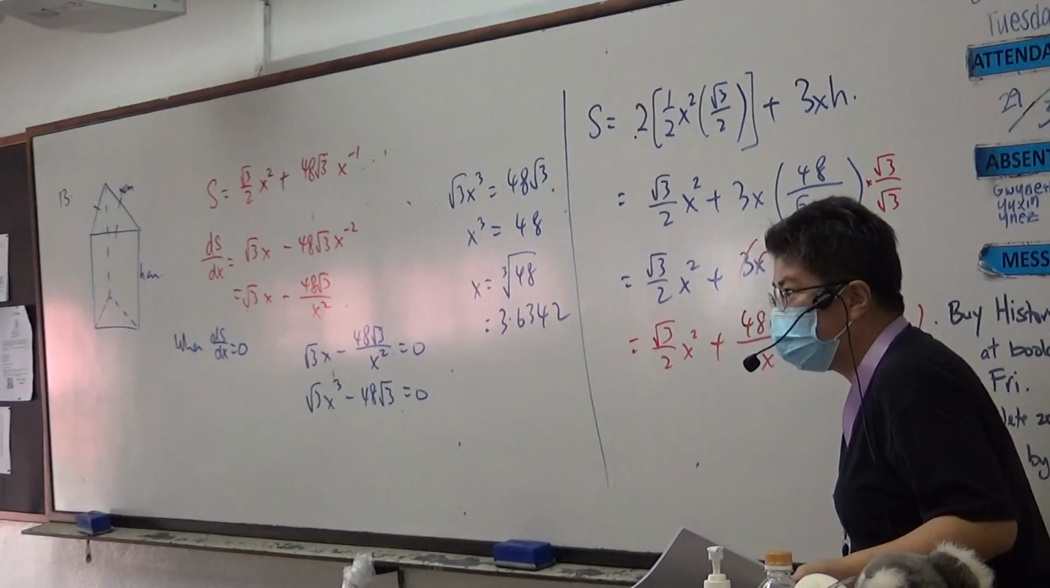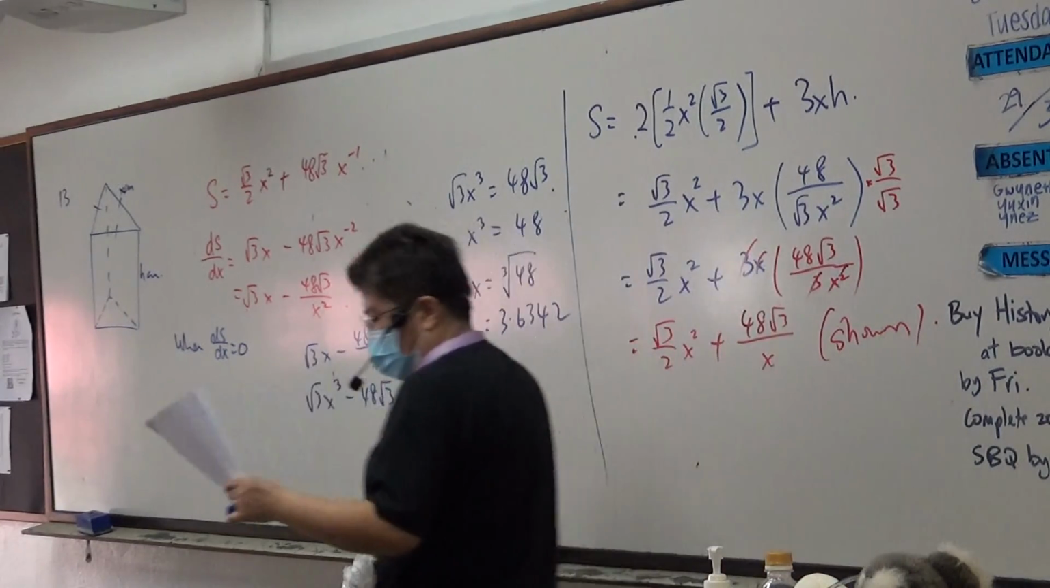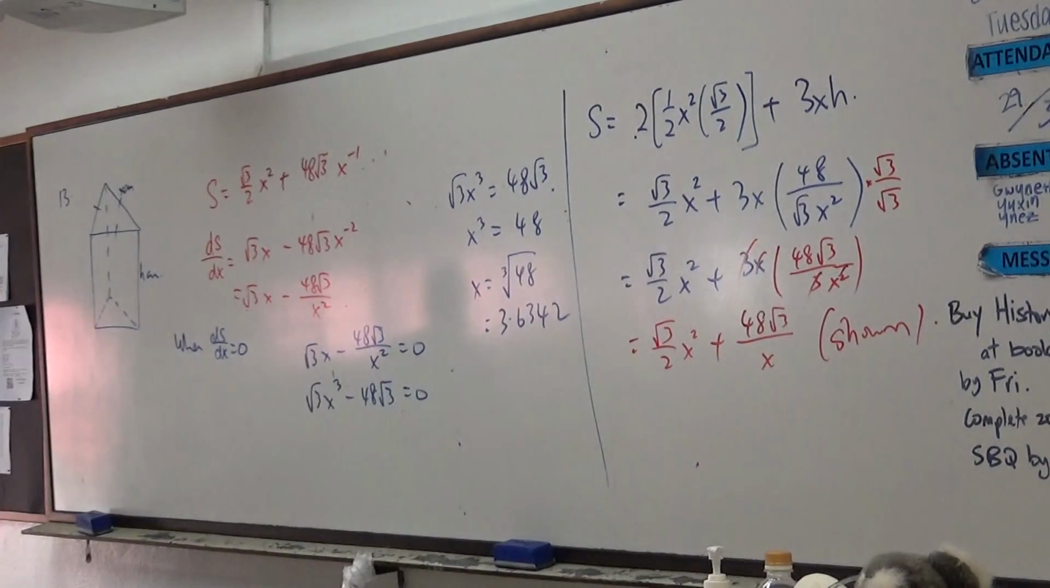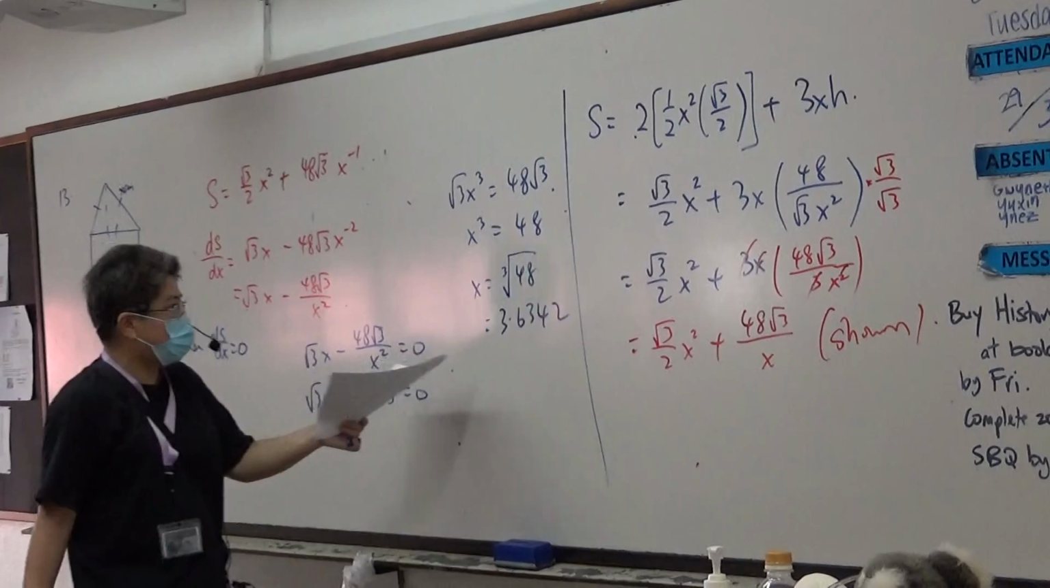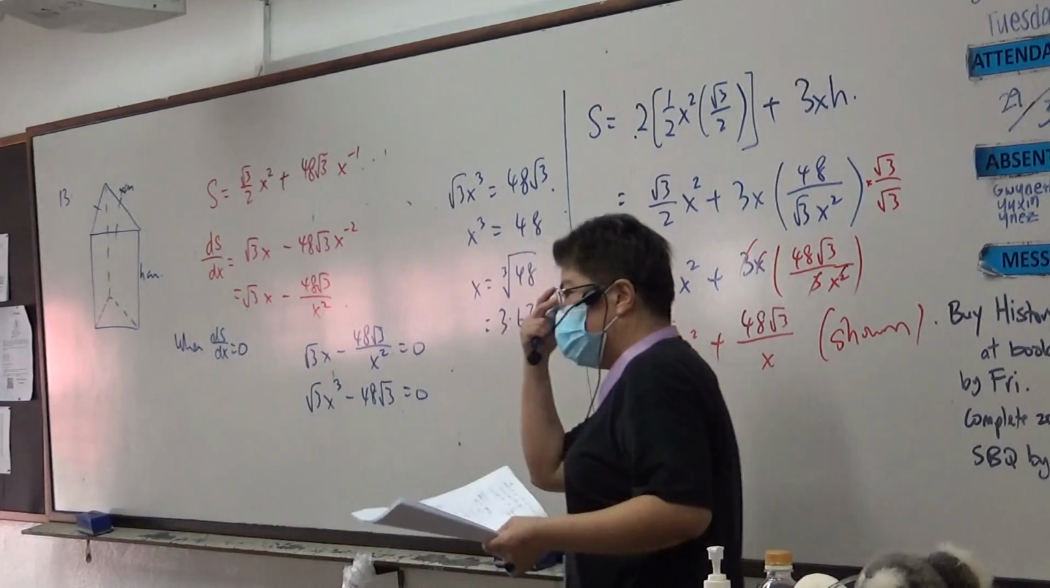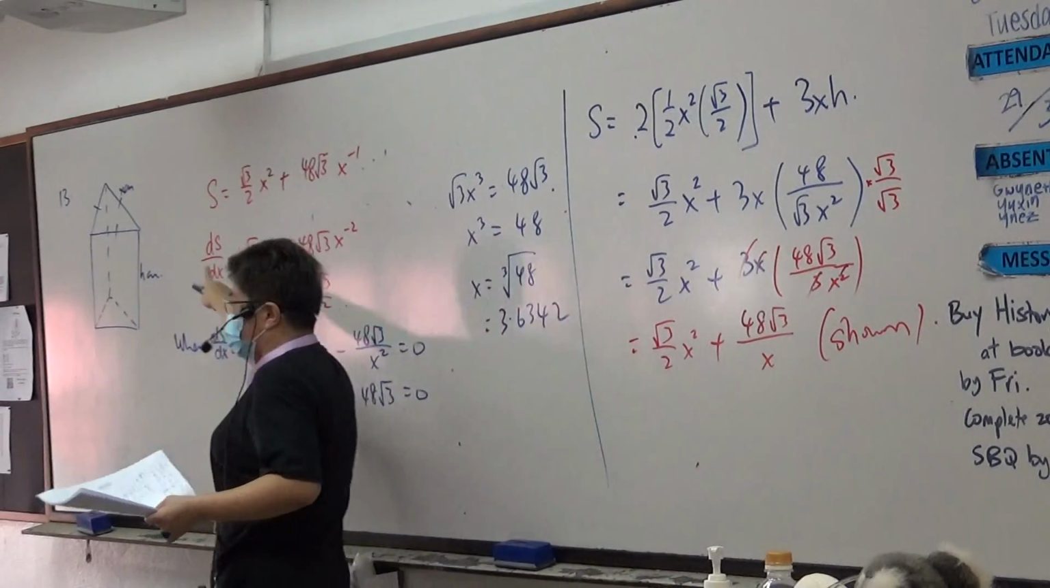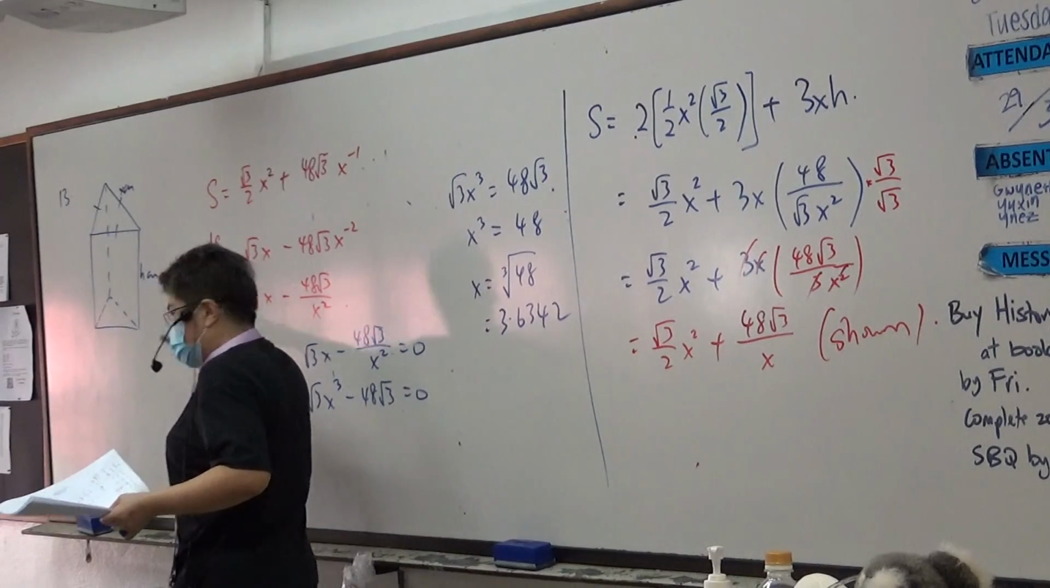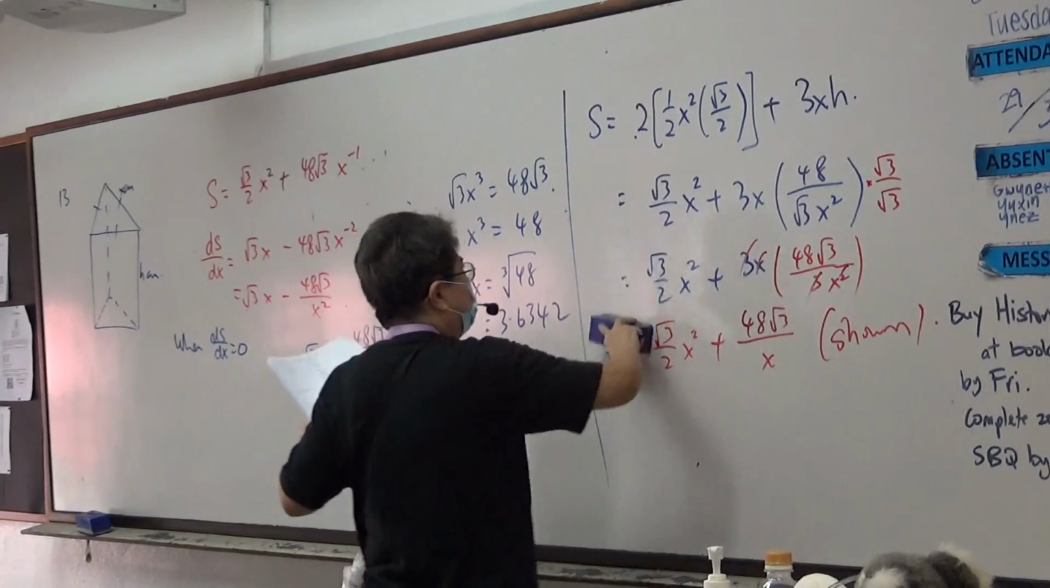Everybody clear? Okay, the question says, find the value of x for which the cost of aluminium needed to produce the container is a minimum. Now, I cannot say that this is the minimum yet. I got to do the second derivative, d squared S over dx squared. Okay? Now, I'm going to do it here.